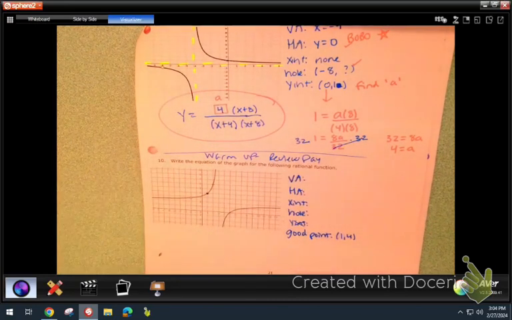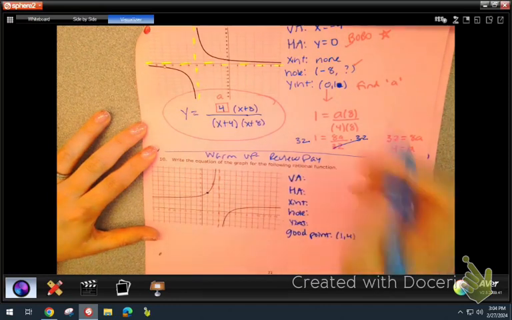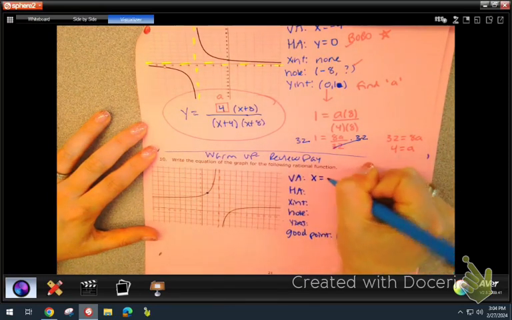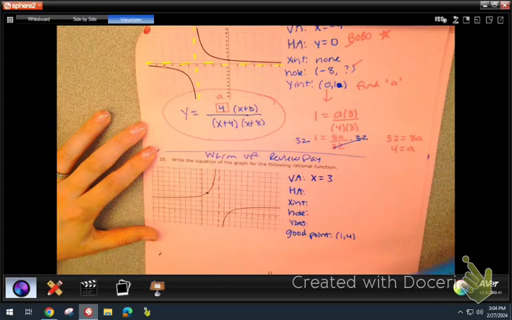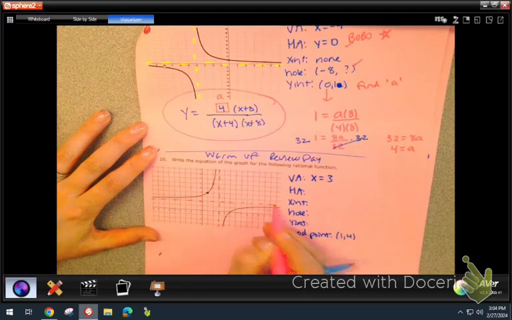So if you don't know the y-intercept or it's a decimal and you don't want to use it, find another solid point and go for it. Okay, so what's our vertical asymptote? 3. How do you write it? x equals 3. Make sure you're all getting that right. If you get that backwards or leave it off, you're going to miss points on this test. x equals 3. What's your HA? y equals 2. I'm going to draw that in.